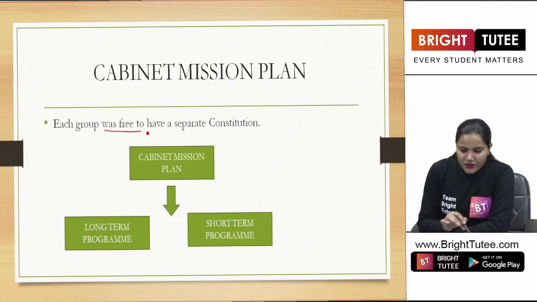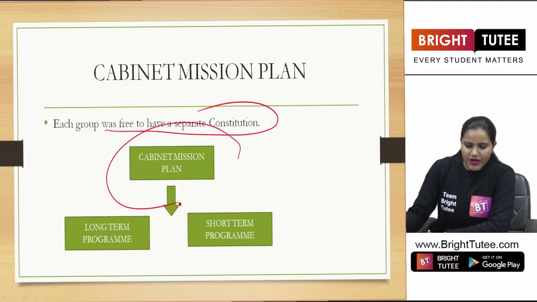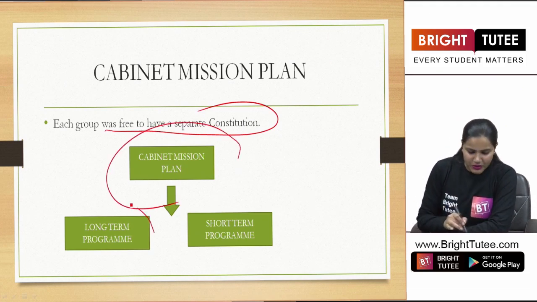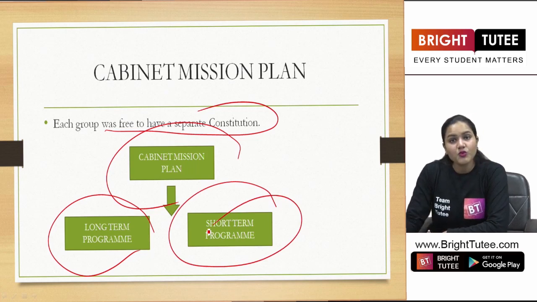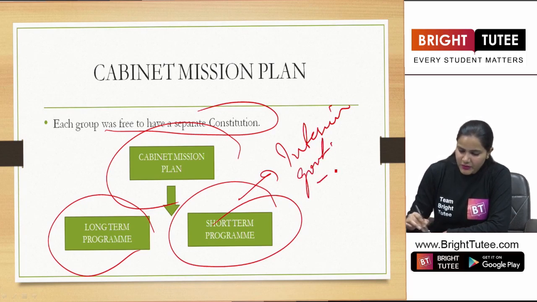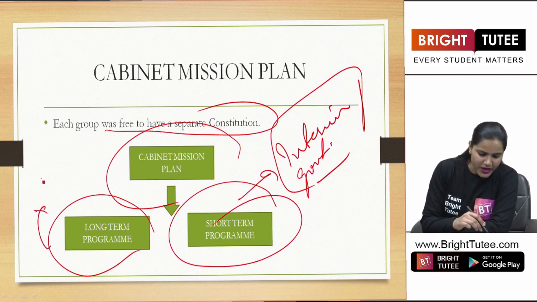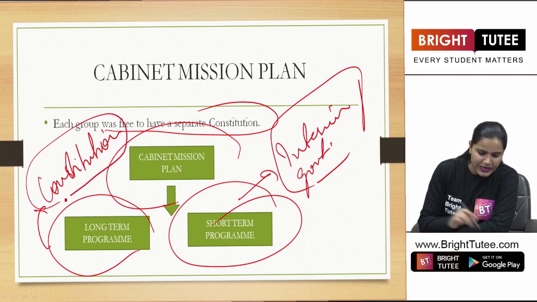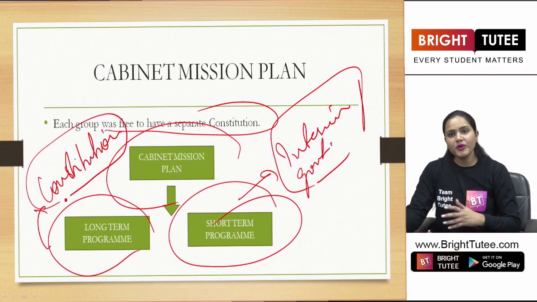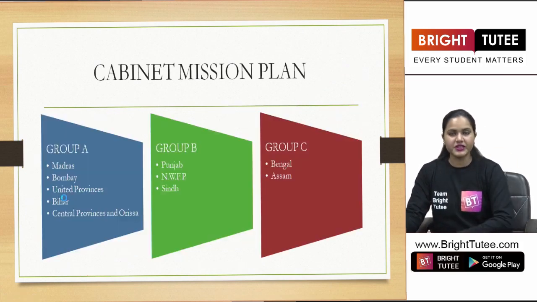Now, each group was free to have a separate constitution. Like I told you, this cabinet mission plan was of two types here. One was the long-term plan and one was the short-term plan. The short-term plan included the formation of an interim government, a temporary government, and the long-term program emphasized making the Indian constitution in a proper way, right? So these were some of the proposals of the cabinet mission here.